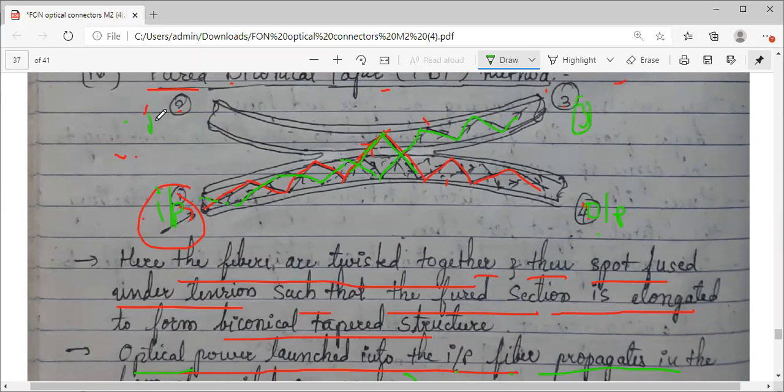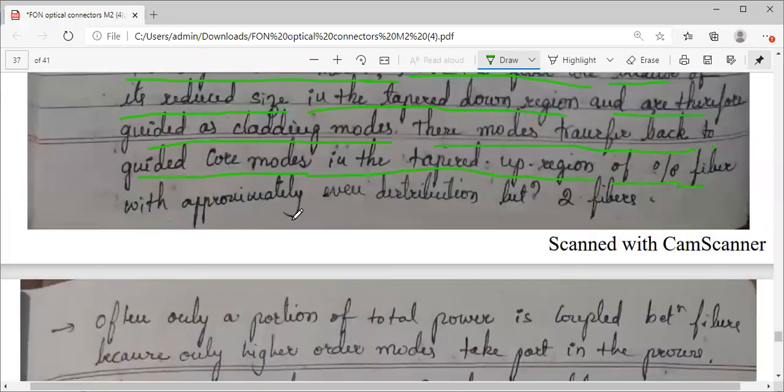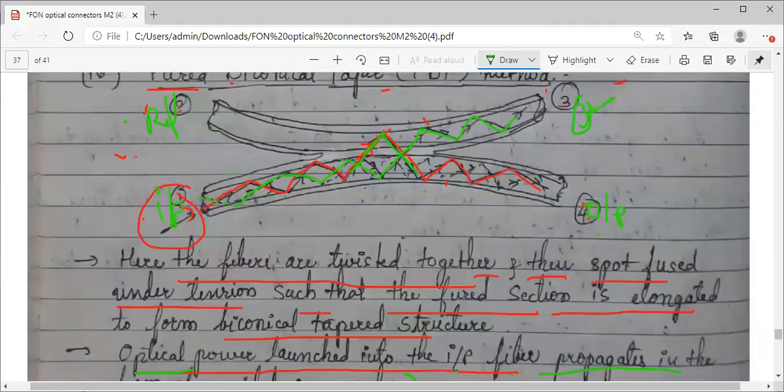Then I'm not sure about the third one. This is your reflected port. Probably this is called secondary port or so, with approximately even distribution between the two fibers. So whatever power distribution will be here, it will be uniform. It will be uniform.